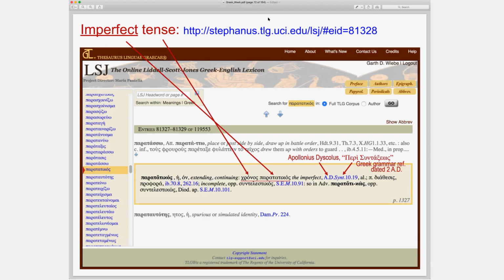But here's the actual definition. You see in the definition, this is chronos, peritatikos, the imperfect tense. Chronos is tense, time. Chronos, like we get the word chronological, and so on, and peritatikos. Okay, that's the imperfect tense.